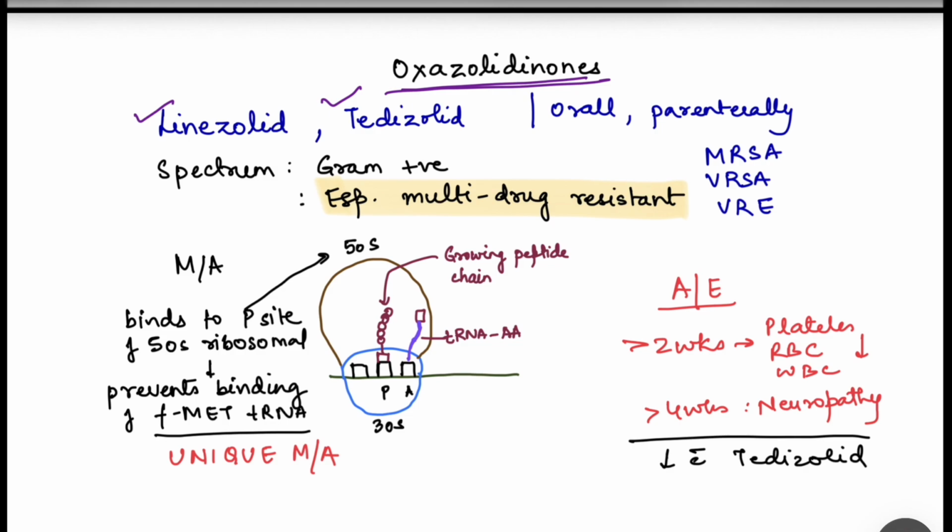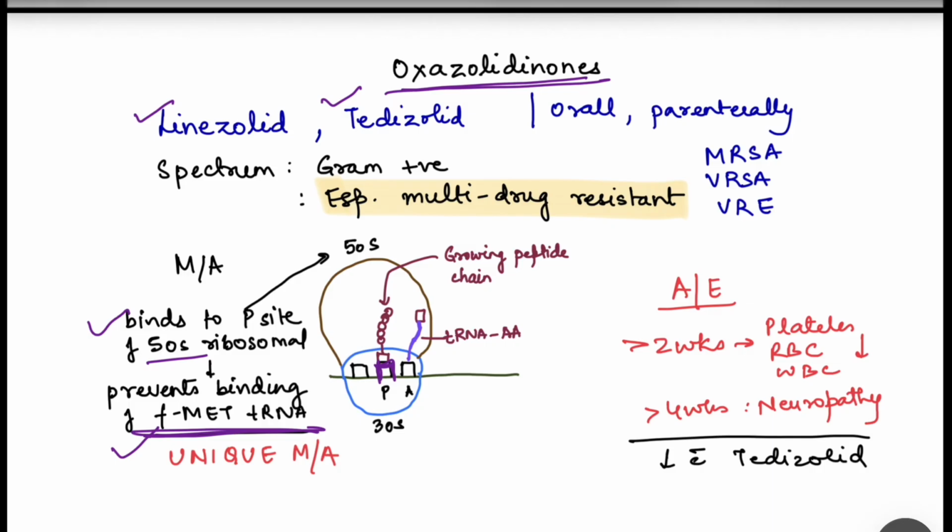Well, this binds to P site of 50S ribosomal subunit. So here it binds and see, synthesis of protein starts by binding of F-methionine tRNA to this P site. That is the first step. Okay. So linezolid blocks this binding of F-methionine tRNA to this P site. So this is a unique mechanism of action.